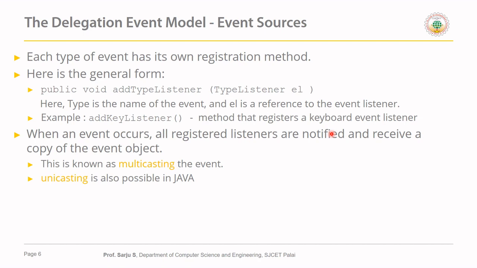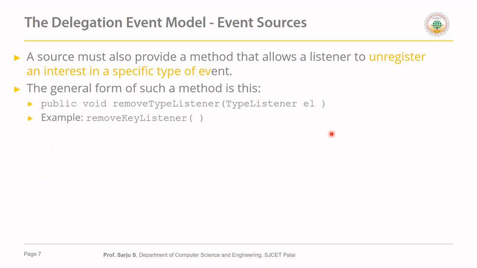When an event occurs in a source, it notifies all the listeners which are registered with that source, which is called multicasting. Unicasting is also possible in Java. If an event happens at a source and it is notified to only a single listener, that is unicasting.